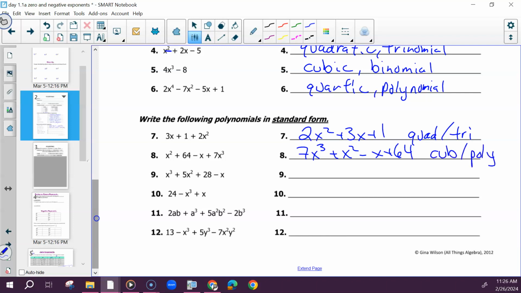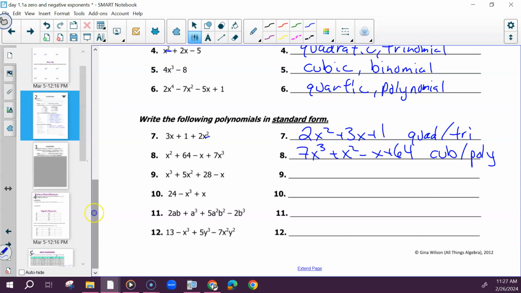Max, what's your question? I put quad. So this is a quadratic because it has an exponent of 2. I like it. Right. Let's skip 9. Let's do 10.